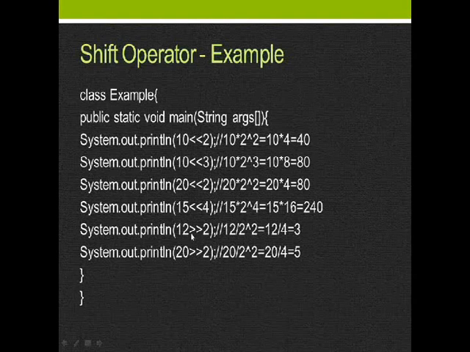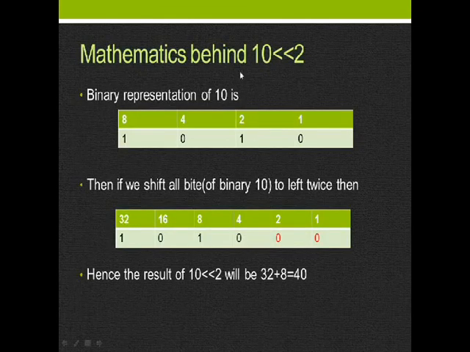Now this is an example of the shift operators, left shift and right shift. This is the left shift operator: System.out.println(10 << 2). Here there is a shortcut method, but I do not want to tell the shortcut. I just describe the mathematics behind it. Now, the mathematics behind 10 left shift 2, how it works. First we calculate the binary representation.